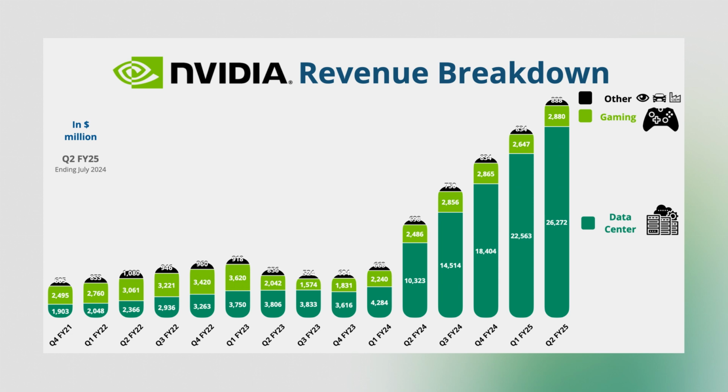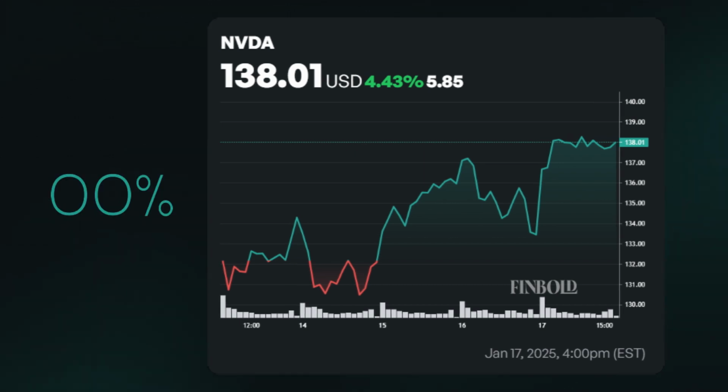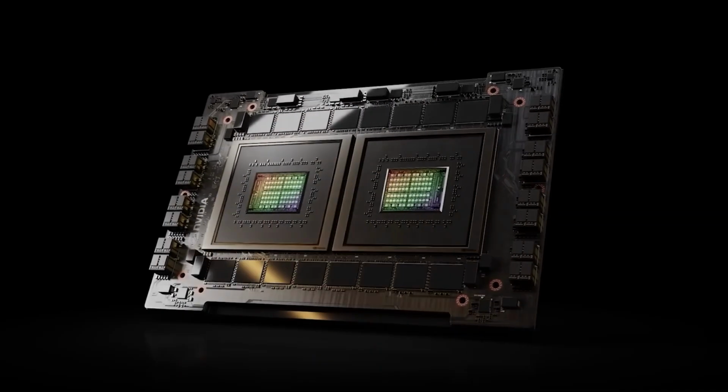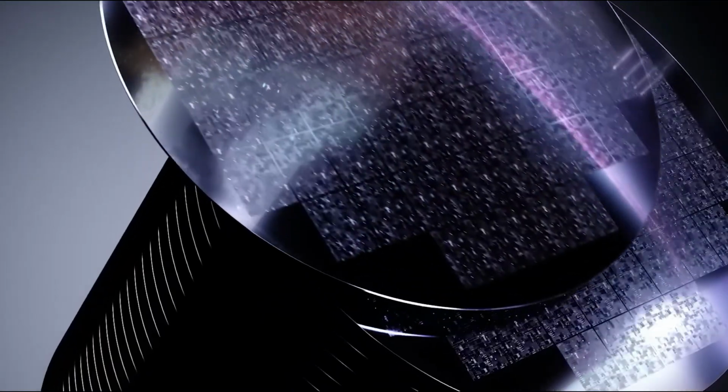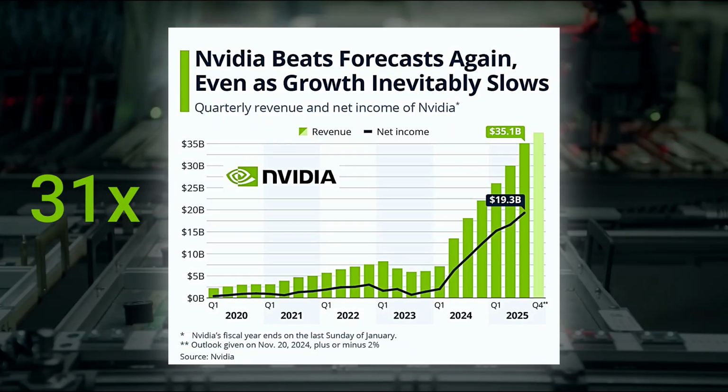After 5 consecutive quarters of triple-digit year-over-year growth, Nvidia is facing tougher comps. But Wall Street is still predicting 50% growth next year. Despite the vast opportunity, the company's stock remains attractively priced, selling for just 31x next year's expected earnings.